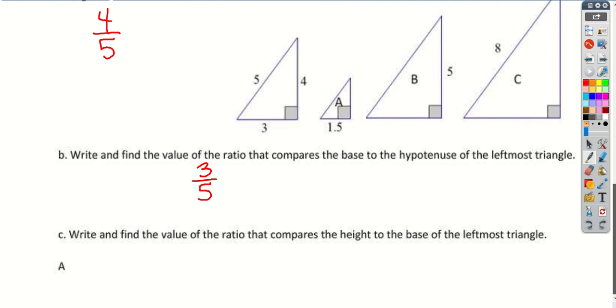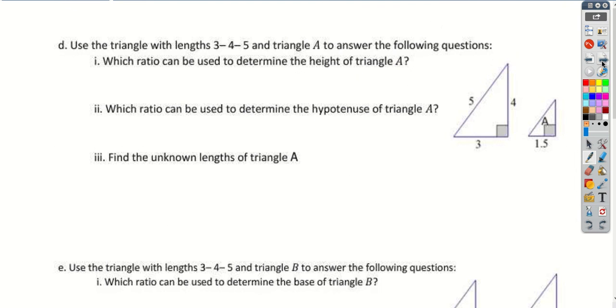Find the value of the ratio that compares the height to the base of the leftmost triangle. So the height is 4 to the base, which is 3. All right, on to the next one, part D.